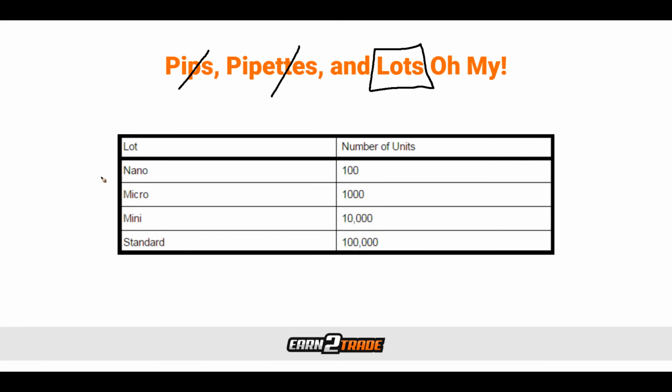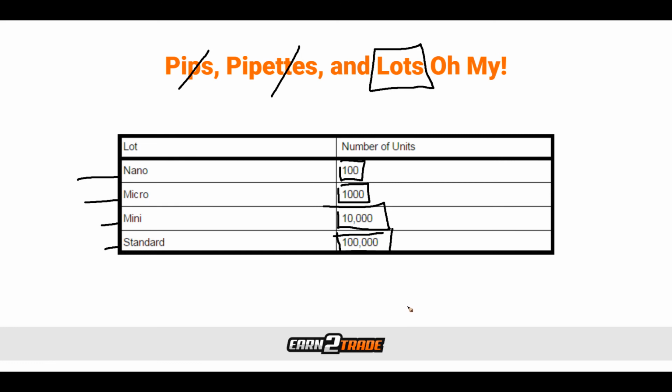So we have a nano lot, a micro lot, a mini lot, and a standard. The nano lot is going to represent 100 units. The micro lot is simply going to represent 1,000. The mini lot is going to represent 10,000. And I'm sure you're already catching on to the trend here. This standard lot is going to represent 100,000 units. So relatively simple. It's just going to represent another measure of units.